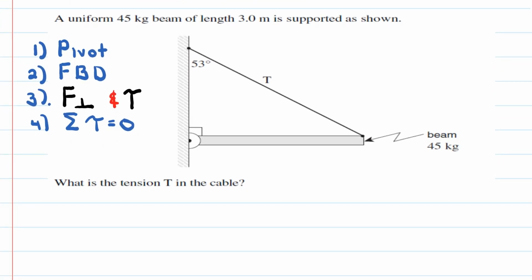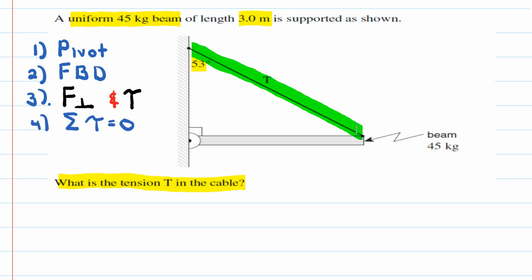Alright, so for this very first question, we have a uniform 45 kilogram beam of length 3 meters. So this whole length right here is 3 meters, and its mass is 45 kilograms. Okay, and we have an angle of 53 degrees right there, and our goal is to find the tension in the cable. So the tension in the cable is denoted by this green color right there. So there's a force in that particular cable, and we need to calculate it.